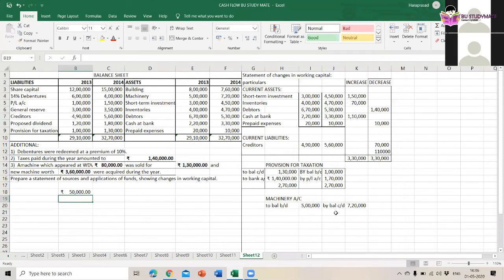So profit on sale of machine, where we'll write on the left hand side. Okay. To the profit amount, it will go to profit and loss account. Okay.